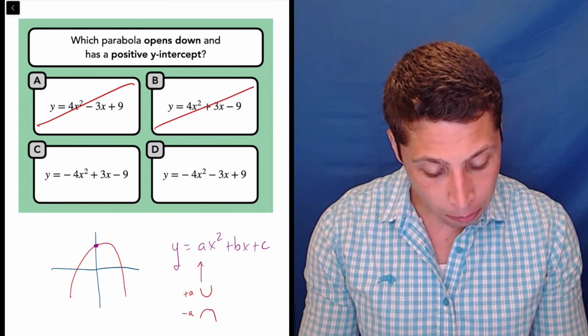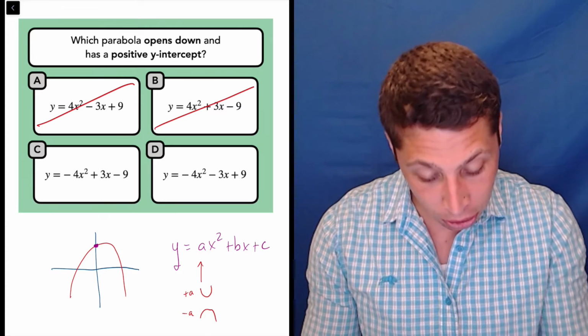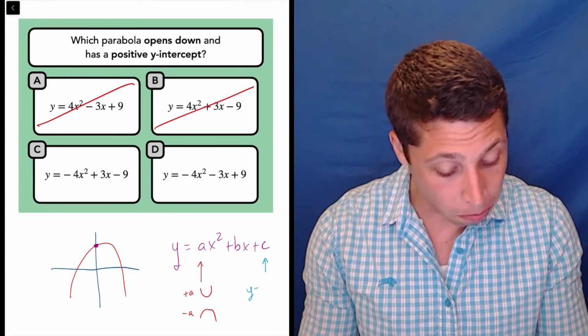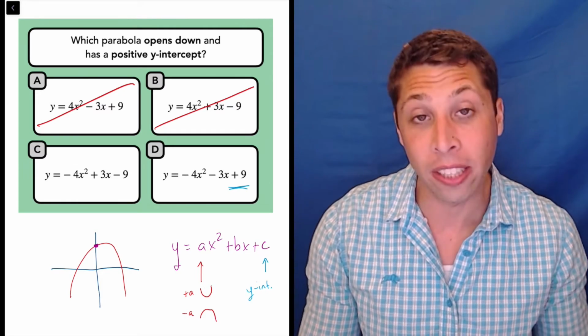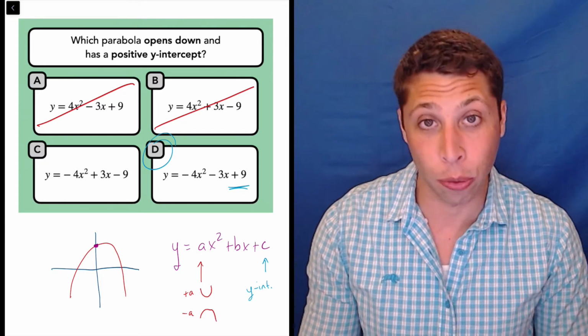And then the other component here is the c term, which tells us just plainly the y-intercept. So in this case, if we need a positive y-intercept, we need the c term to be positive, and that is why choice D is the answer.